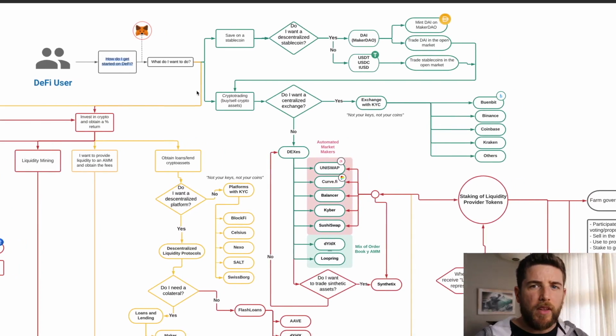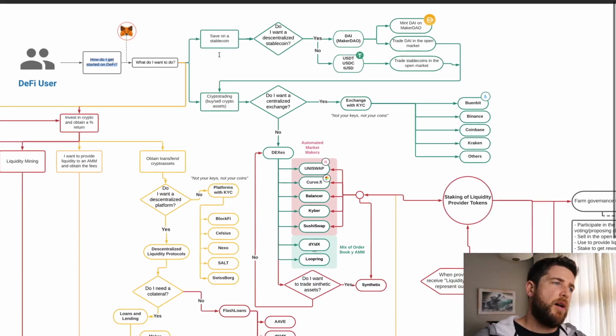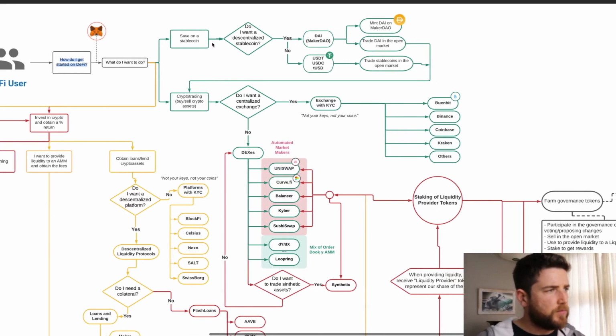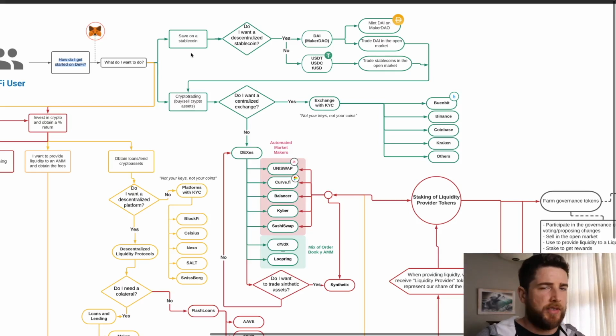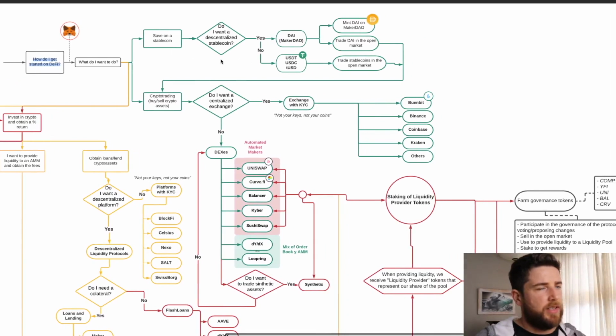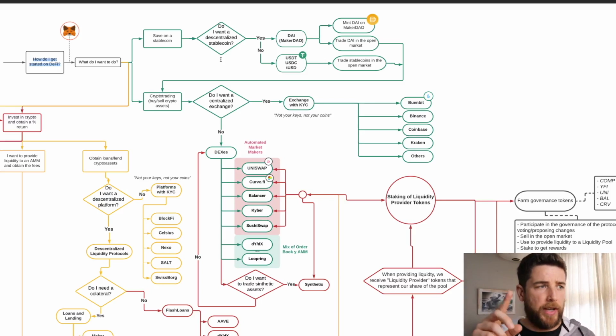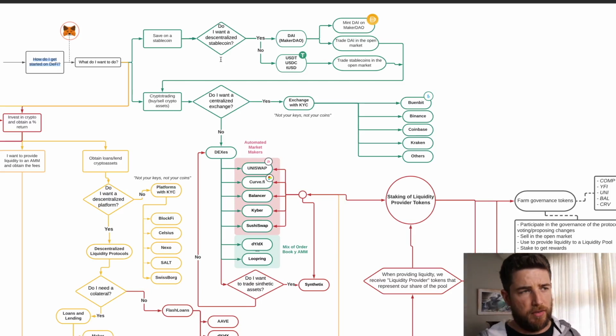And then the question that you might want to ask yourself is, what do I want to do? There are many things you can do in DeFi, but let's start from the beginning with the basic flow. One thing that you could do is save in a stablecoin. A stablecoin is a cryptocurrency whose value is not volatile. It doesn't fluctuate. It's pegged one-to-one, usually with the American dollar. So if you have one token, the value is $1 American.